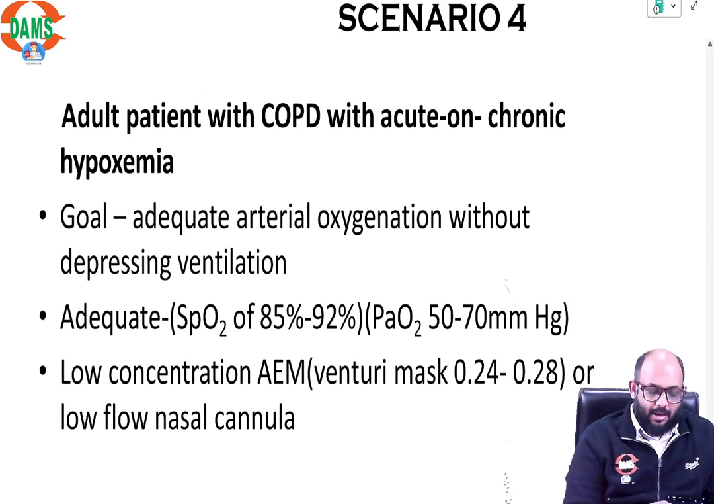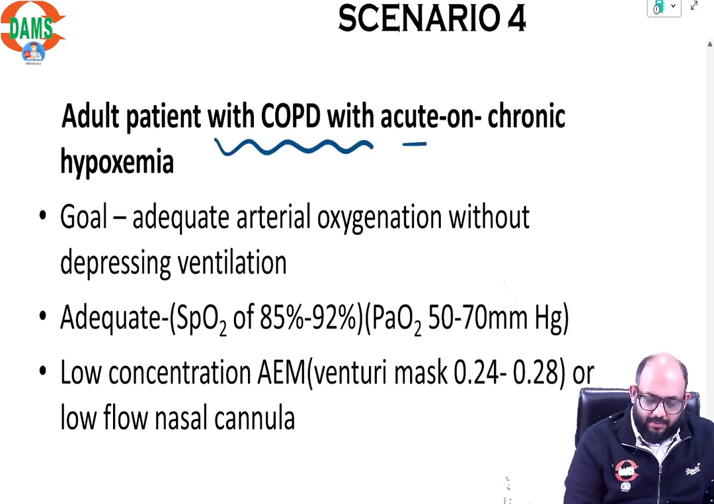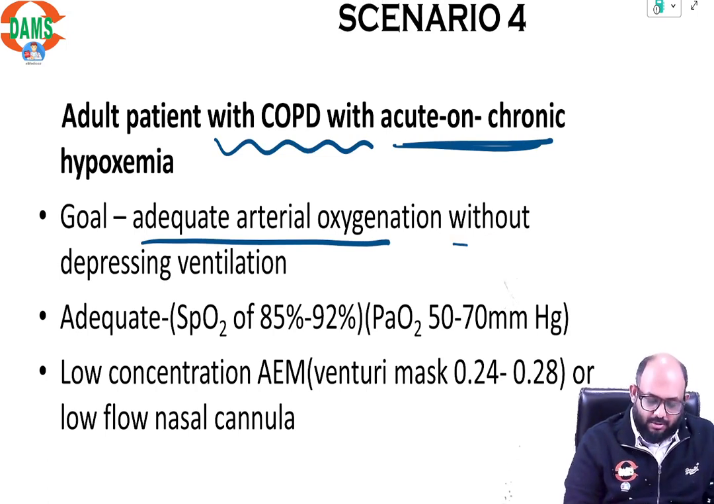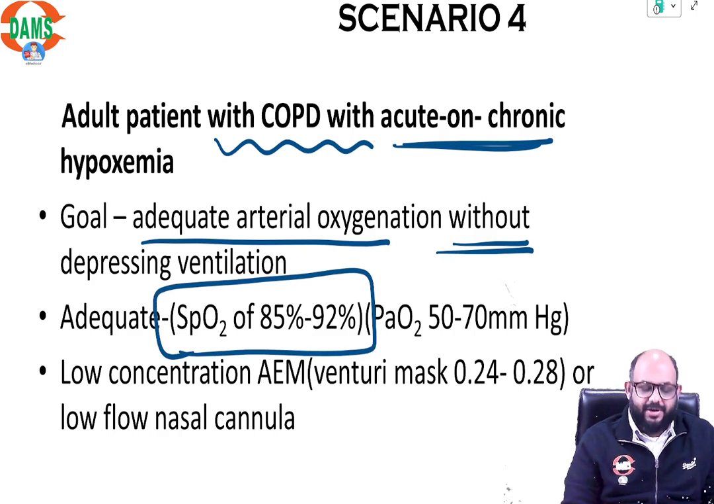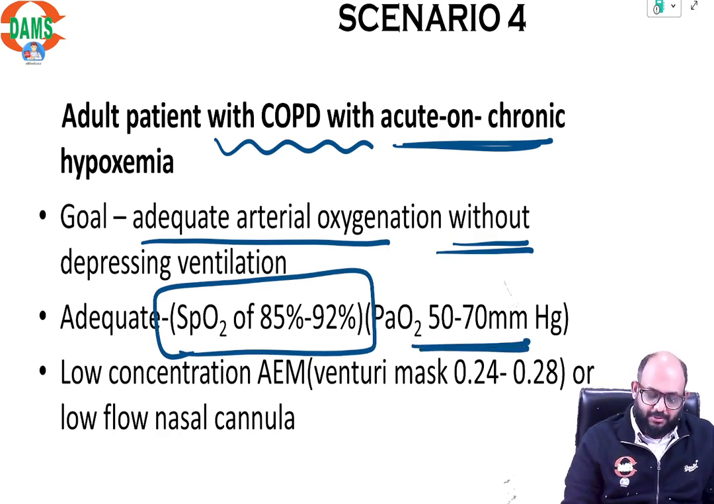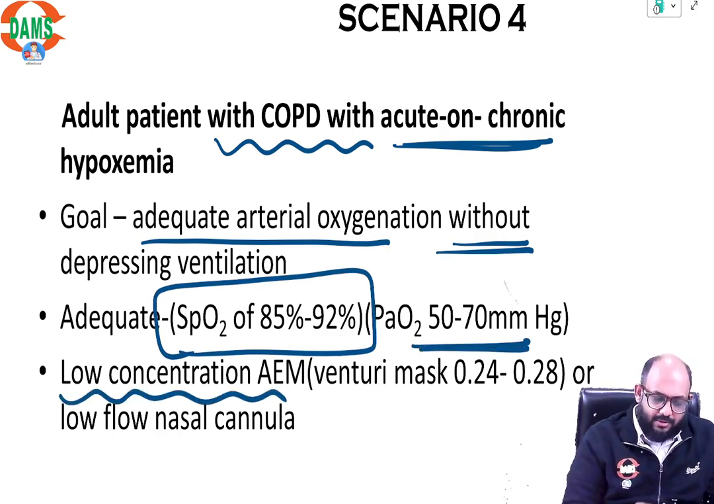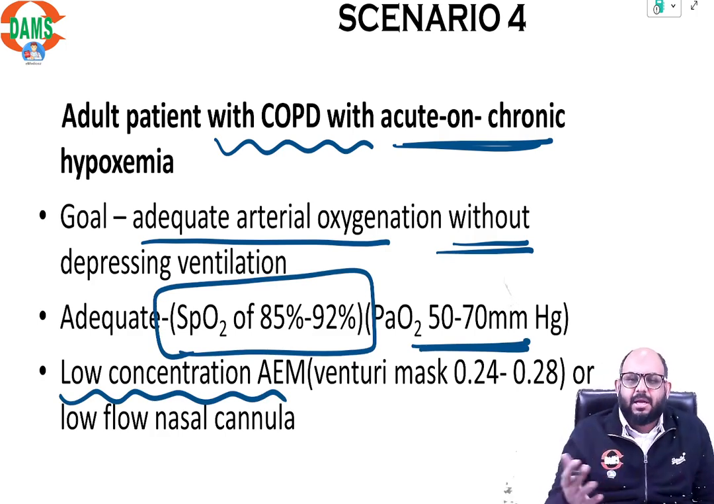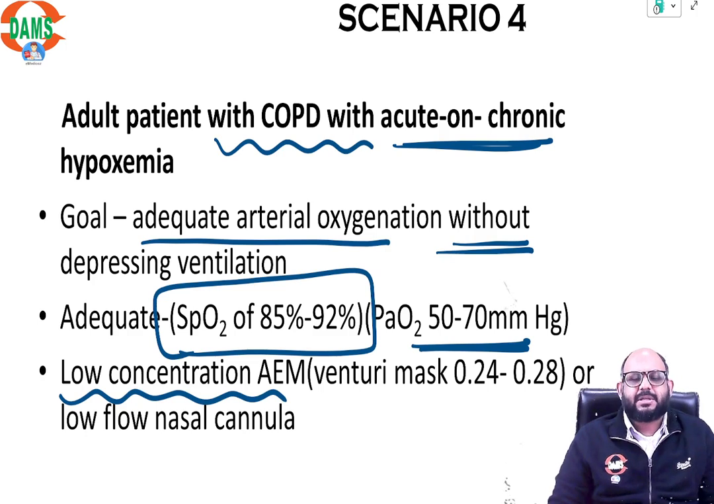All right. Adult patient with COPD with acute on chronic hypoxemia. Here the goal is adequate arterial oxygenation without depressing ventilation. So your target SpO2 is 85 to 92 with a PaO2 of 50 to 70. Here you use a low concentration air entrainment mask, so a Venturi mask. Venturi mask for COPD is something that should come naturally to you. Whenever there is a COPD patient, you will prefer a Venturi mask.